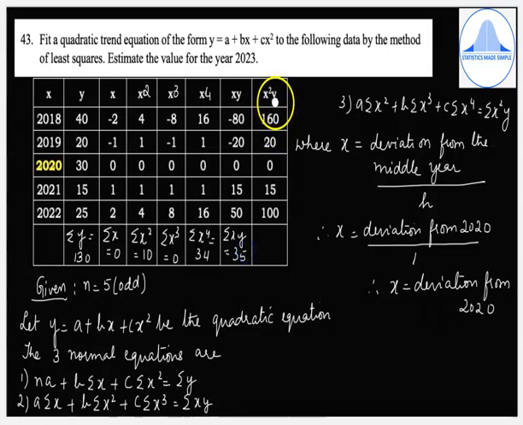Next, we have to find out summation x square y. So x square y is 4 into 40 is 160. Then 1 into 20 is 20. Then you get 0, 15 and 100. So summation x square y is equal to 295.